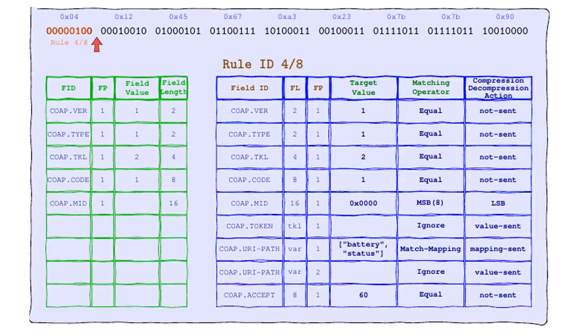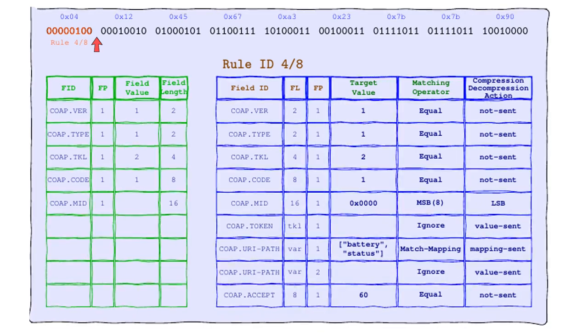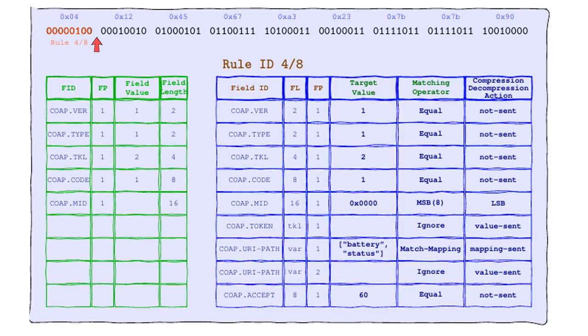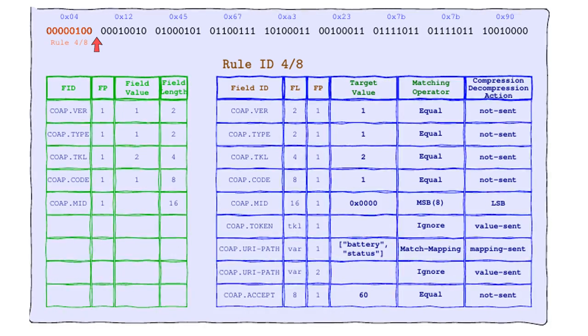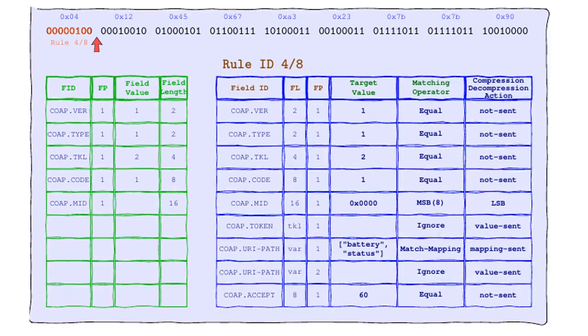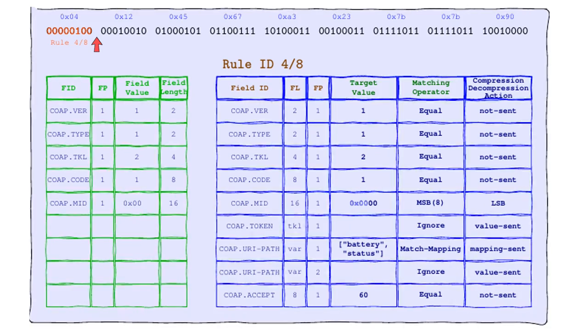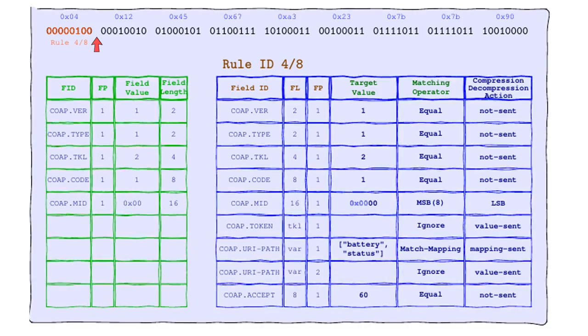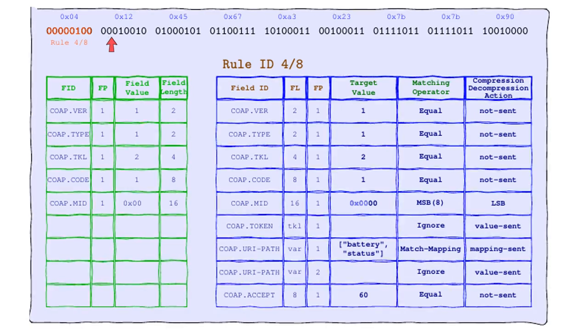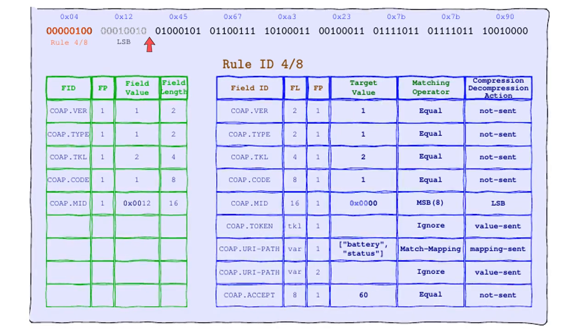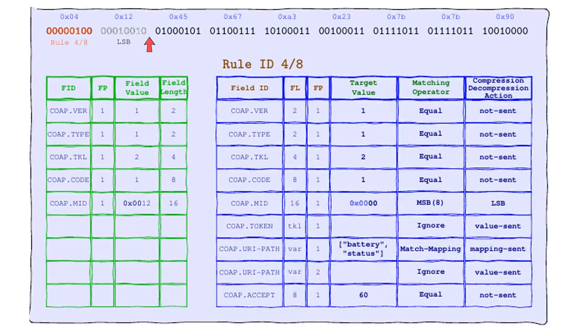The compression decompression action is flashing LSB. That's least significant bits for our viewers at home. Now, our rule is telling us something crucial. The MSB is 8 bits long, and the LSB is 16 minus 8, also 8 bits long. We're snatching the most significant bits straight from our target value, and for the remaining 8 bits, we're diving into our compression residue, fishing out those less significant bits.